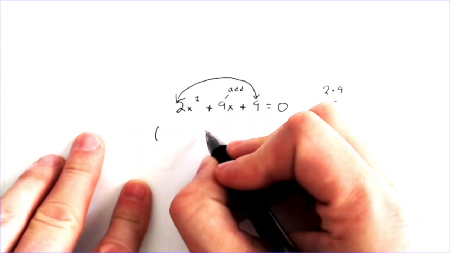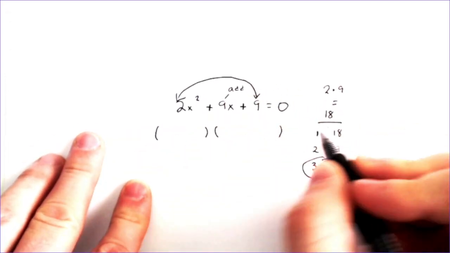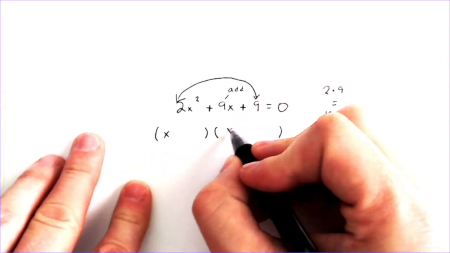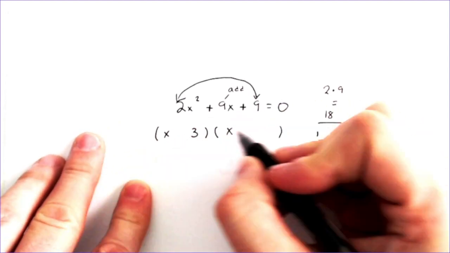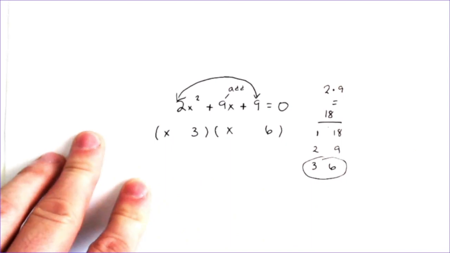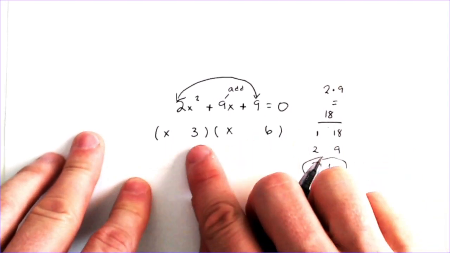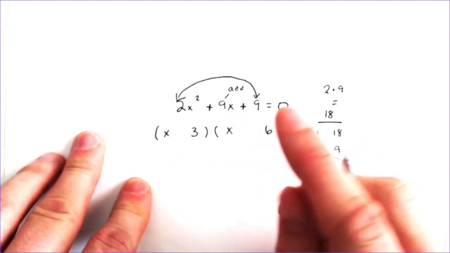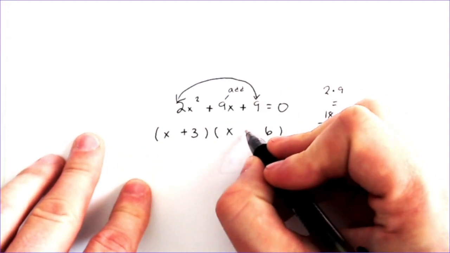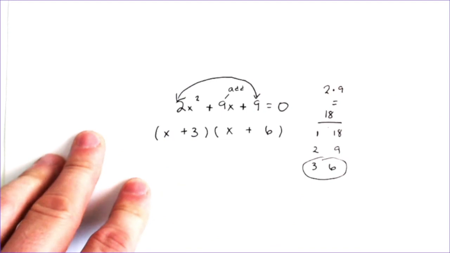So I'm going to put my parentheses here. I'm going to put my x's there the same way. I'm going to still put my 3. I'm still going to put my 6 there. And in order for 3 and 6 to add to 9, in this case, they are both going to be positive.